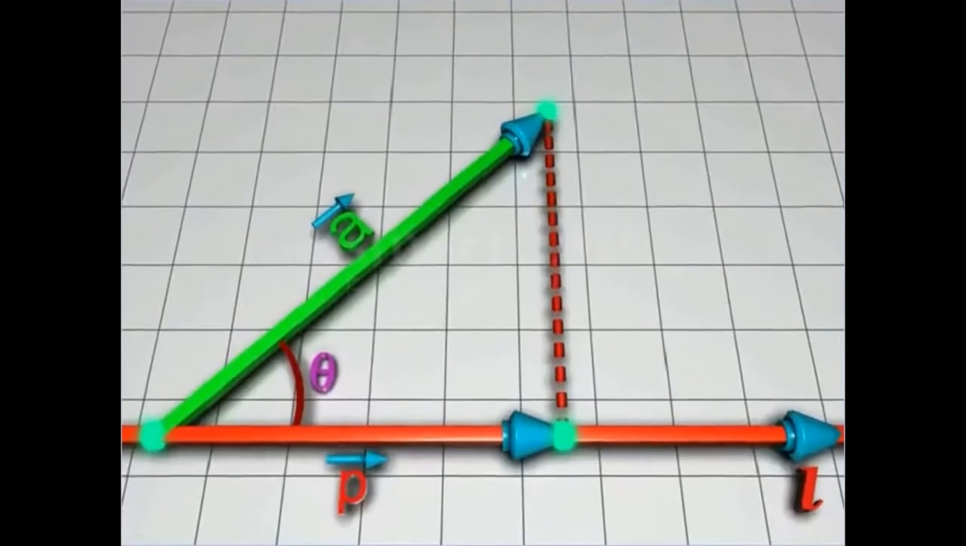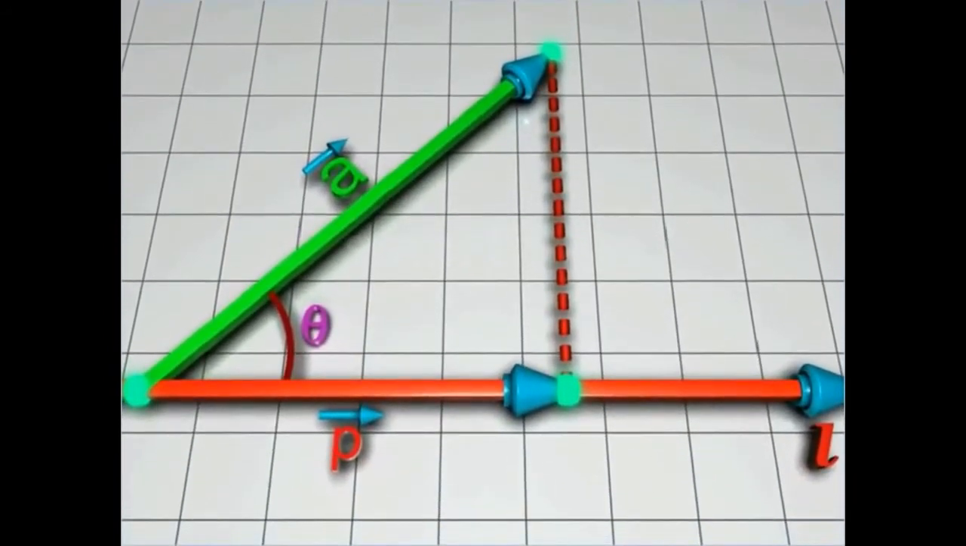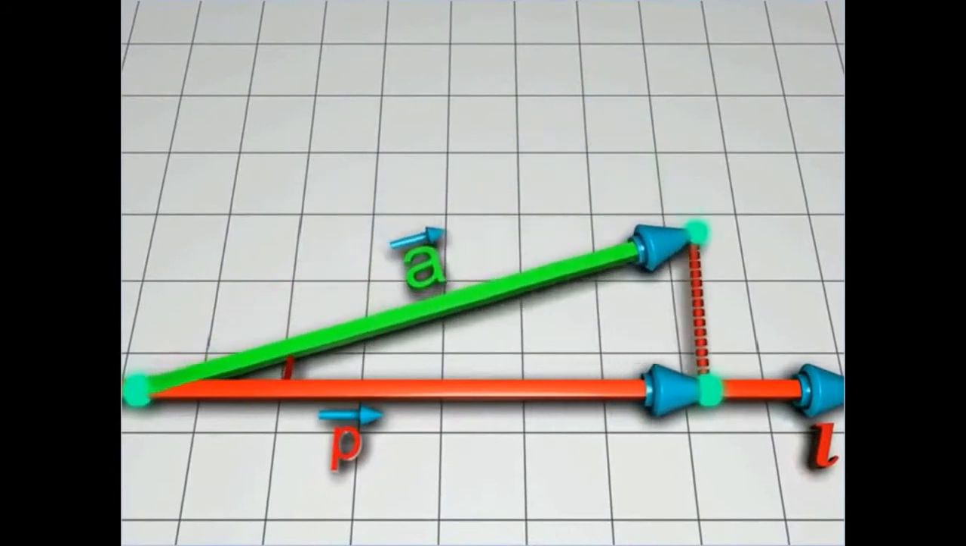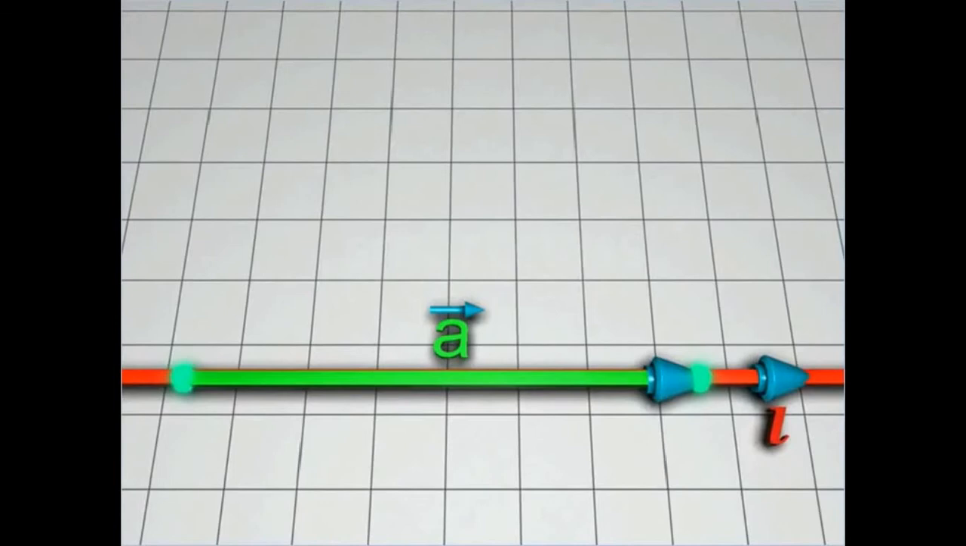The direction of the projection vector depends upon the value of cos theta. Since value of cos 0 is 1, projection vector of vector A is a vector itself for theta equal to 0.